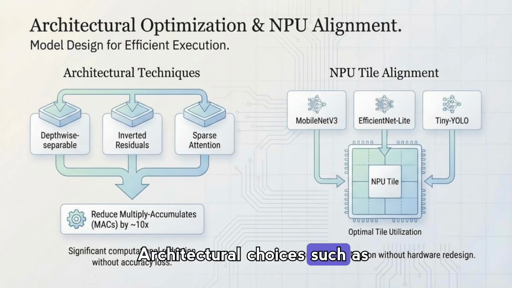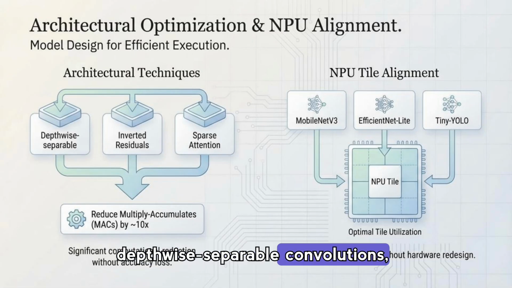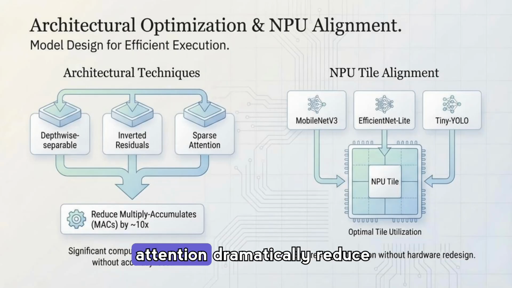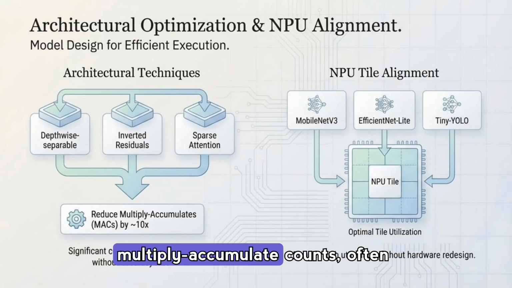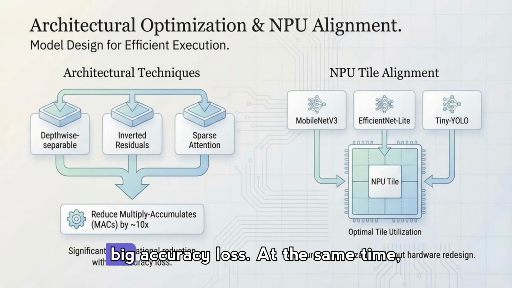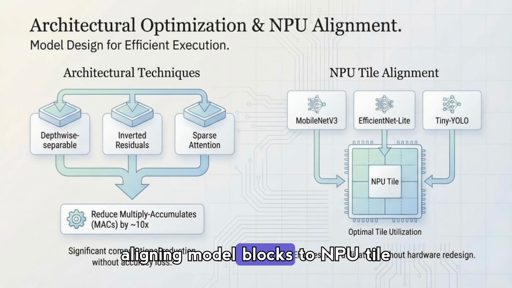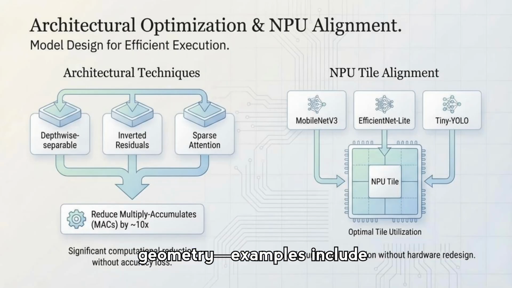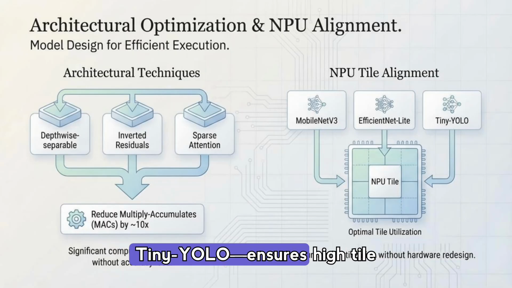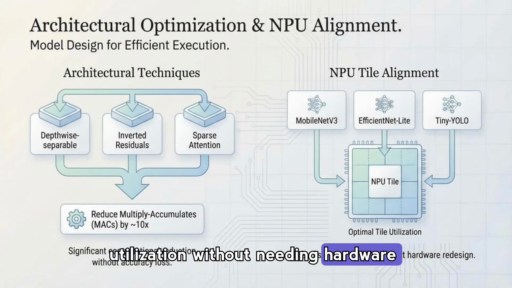Architectural choices such as depth-wise separable convolutions, inverted residual blocks, and sparse attention dramatically reduce multiply-accumulate counts, often by an order of magnitude, without big accuracy loss. At the same time, aligning model blocks to NPU tile geometry, examples include MobileNet v3, EfficientNet Lite, and Tiny YOLO, ensures high tile utilization without needing hardware redesign.